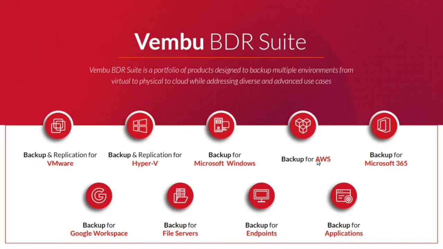Then we have backup for AWS. If you have an EC2 instance running in any region of AWS, you can take a backup of it using Vembu. If something goes wrong, you can perform an instance level recovery, or you can just recover the individual volumes.